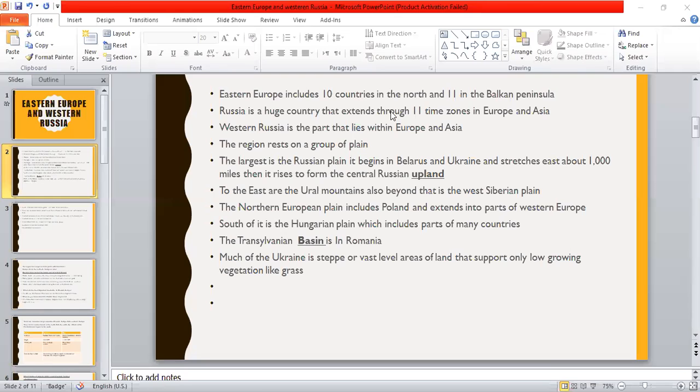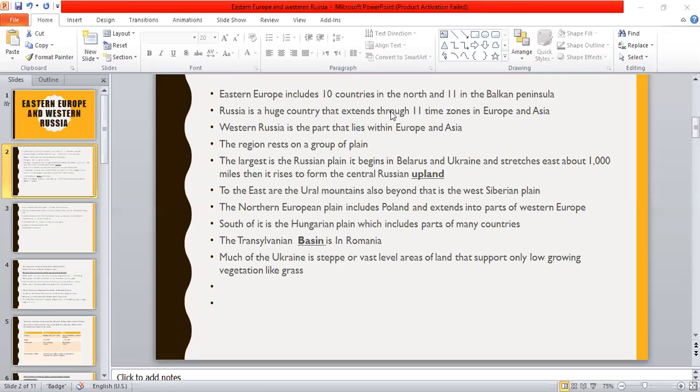Who can tell me again about the climate? Yes, Hannah? There is the subarctic climate. This is in Russia. Okay. And then there is the humid continental climate. It is in Albania and Siberia. Yes. And there is the Mediterranean climate. Yes. Okay.